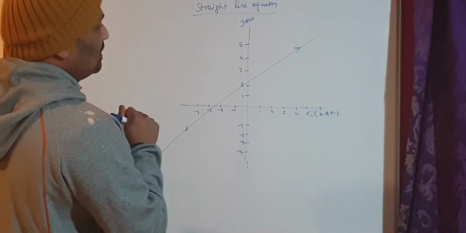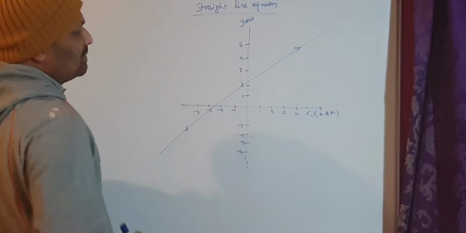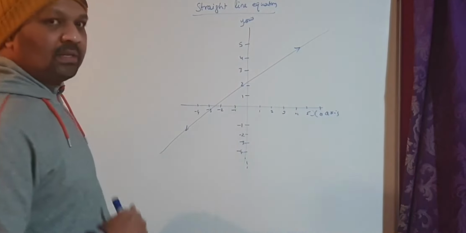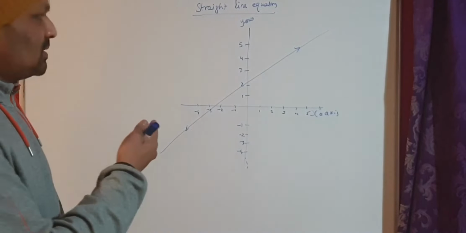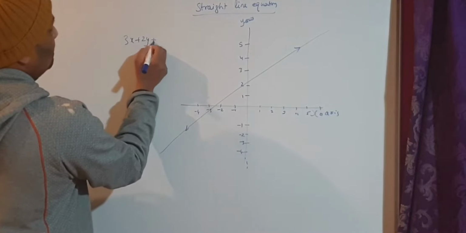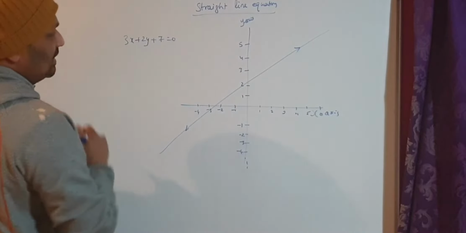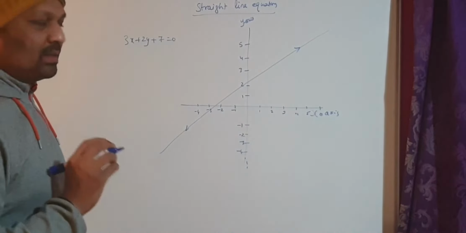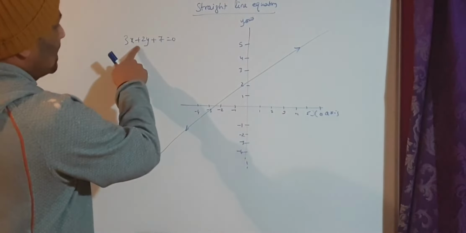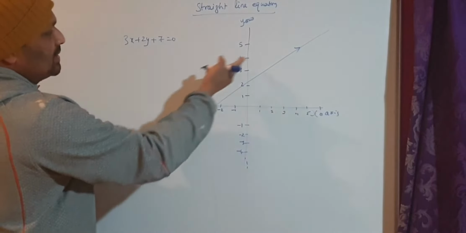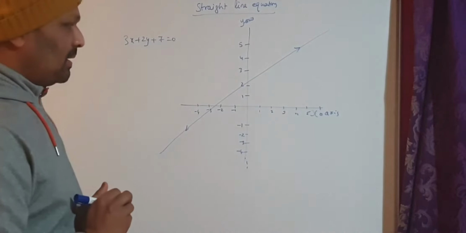So this is a straight line, and this straight line can be represented in the form of an equation. The equations which I told, for example, 3x plus 2y plus 7 is equal to 0. This is a straight line equation. Whether this is that straight line or not is not what I want to discuss now. But this is a typical straight line equation, which may represent some straight line on the coordinate plane.